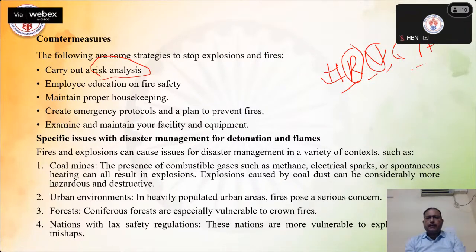Risk analysis can be done by a number of tools in the engineering industry. There are some tools that we generally teach our students, basically FTA versus ETA. What is FTA? FTA is fault tree analysis and ETA is event tree analysis.